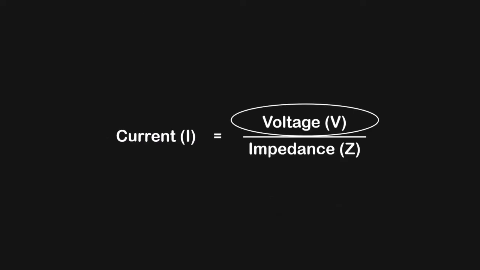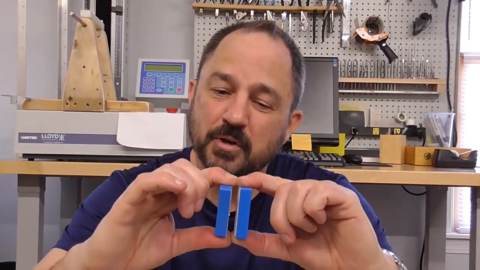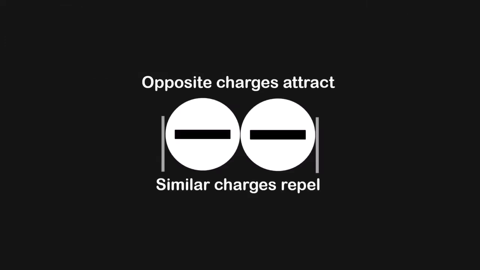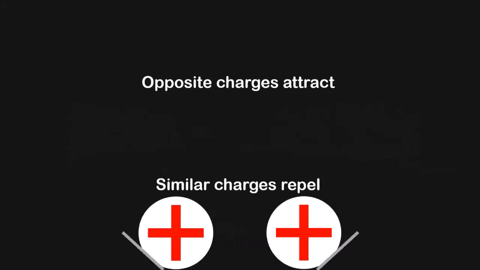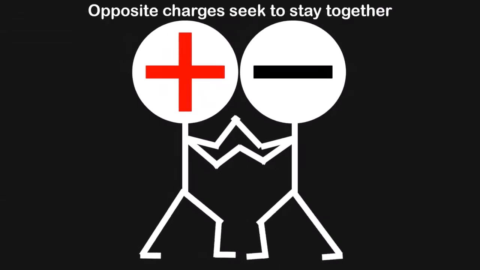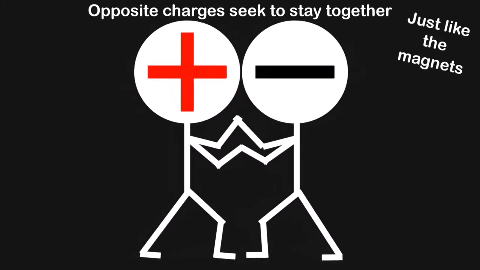Let's start with voltage. Remember how we said these magnets are very similar to electrical charges? Opposite charges attract. When the barriers are released, the opposite charges quickly move under the force acting on them to come together, and similar charges repel, whether negative charges or positive charges. Opposite charges always seek to stay together in their low energy state. Just like the magnets, they do not want to be separated.